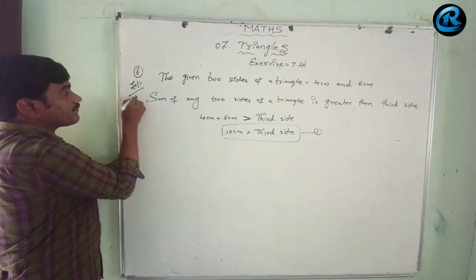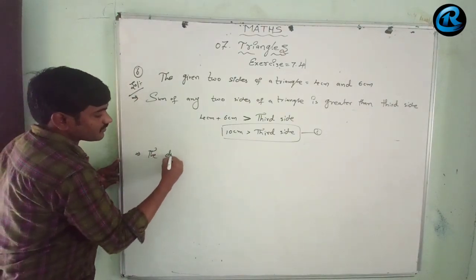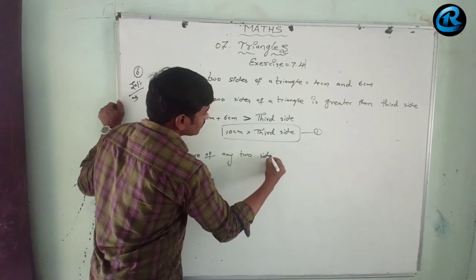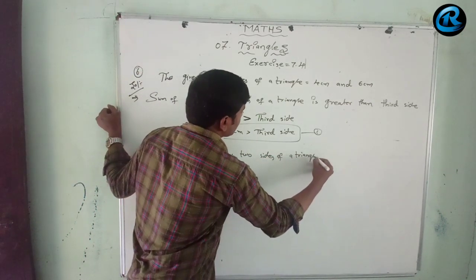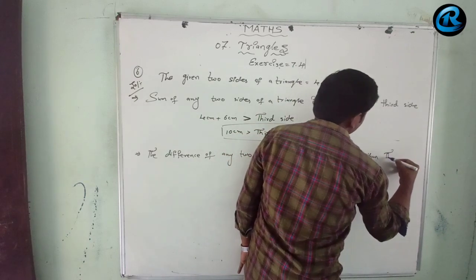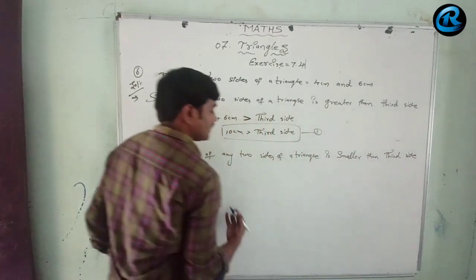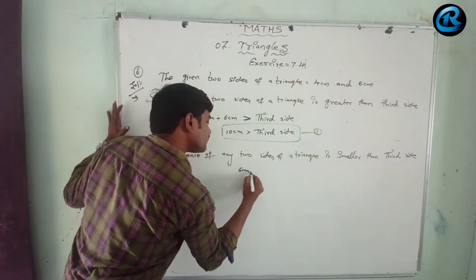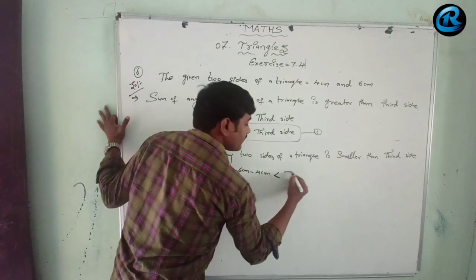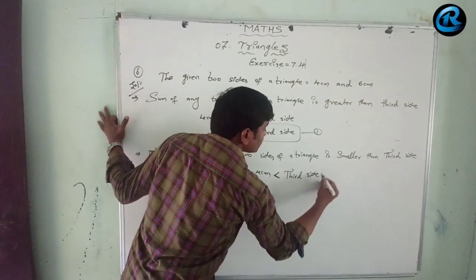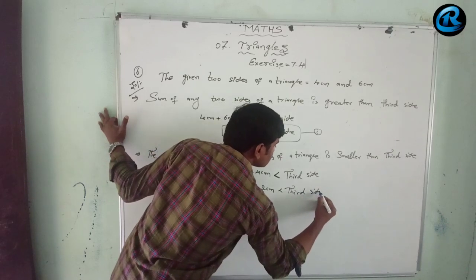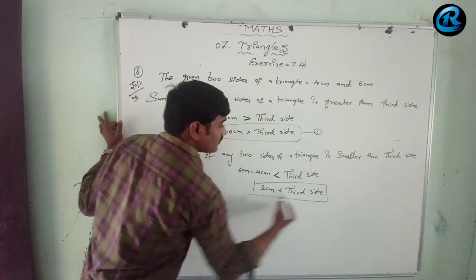And we go for one more theorem. Here, the second theorem: the difference of any two sides of a triangle is smaller than the third side. Let us find the difference, that is 6 cm minus 4 cm. The difference should be less than the third side. 6 cm minus 4 cm is 2 cm. It is less than the third side. So this is equation number 2.